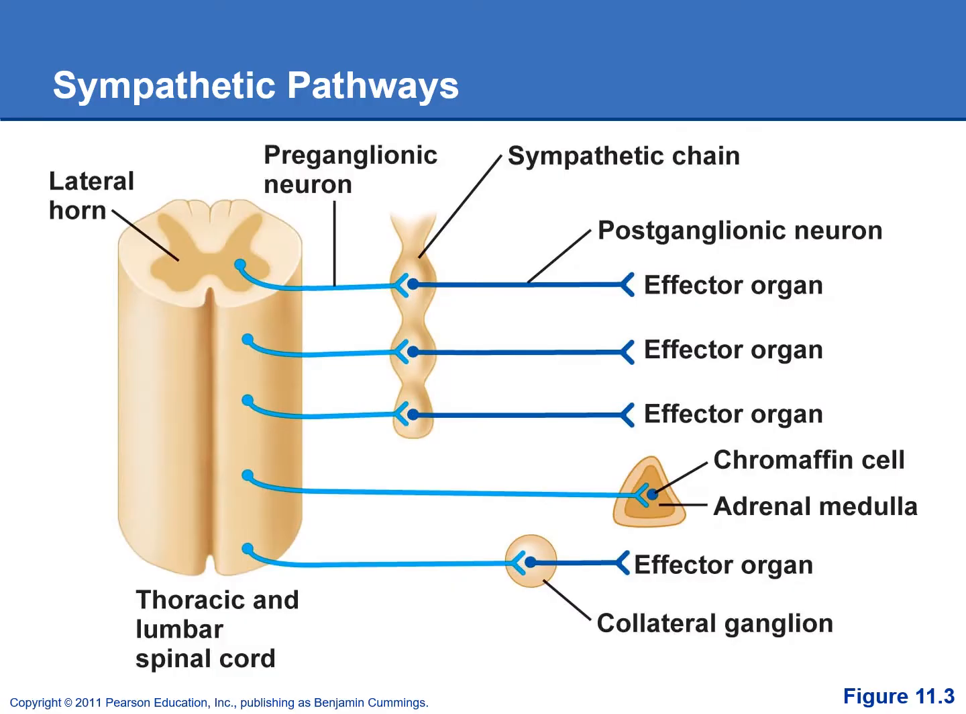This is just a summary of the 3 sympathetic pathways. Remember, the most common pathway would be the preganglionic neuron synapsing in this sympathetic chain with the postganglionic neuron, which will then go and synapse with the effector organ. And then the second pathway we have is the preganglionic neuron synapsing in the adrenal medulla with some modified postganglionic cells, which will then release some hormones into the blood. And then the third pathway is the preganglionic neuron will then synapse with the postganglionic neuron in the collateral ganglia, which are in the abdomen.